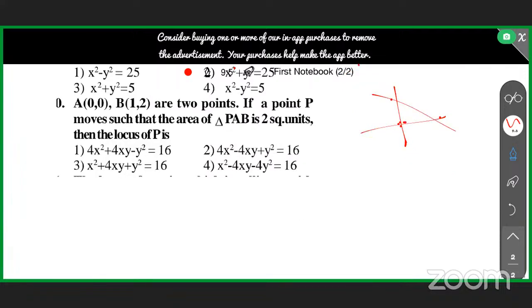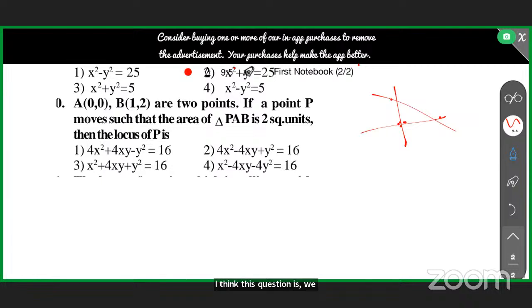Next, question number 10. A(0, 0), B(1, 2) are 2 points. If point P moves such that the area of triangle PAB is 2 square units, then the locus of P is dash. We did this question on Saturday.